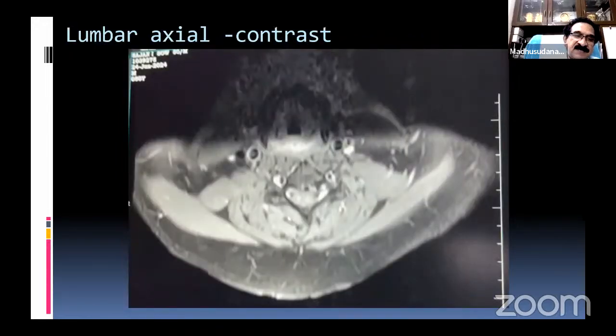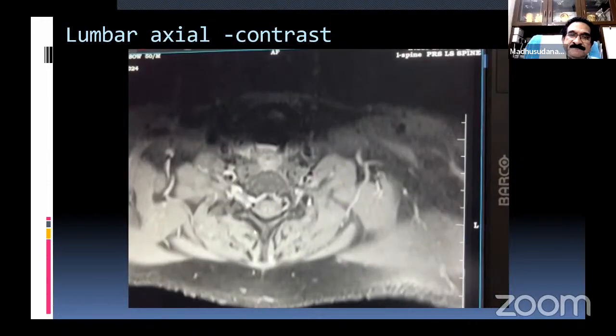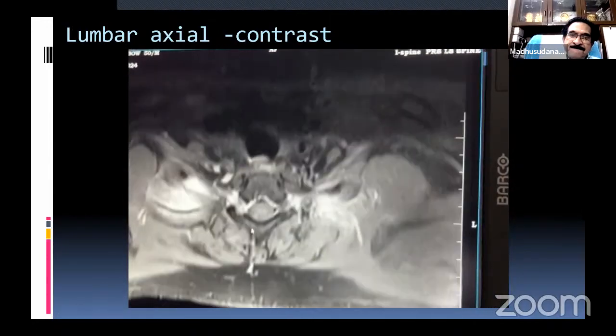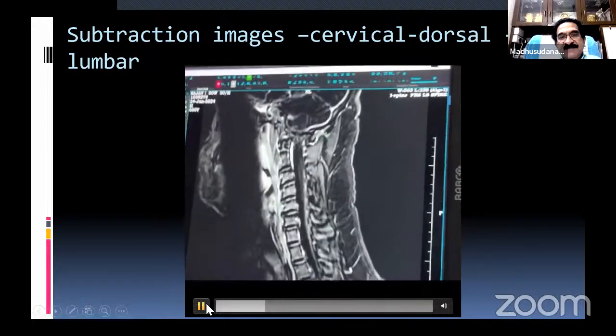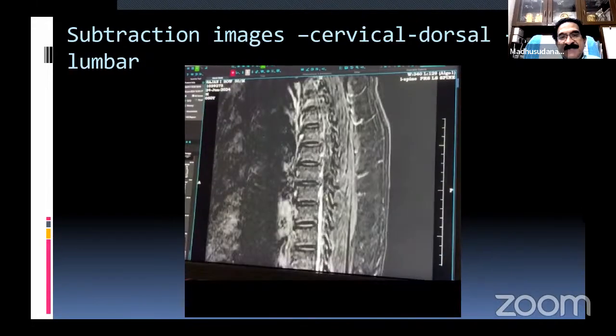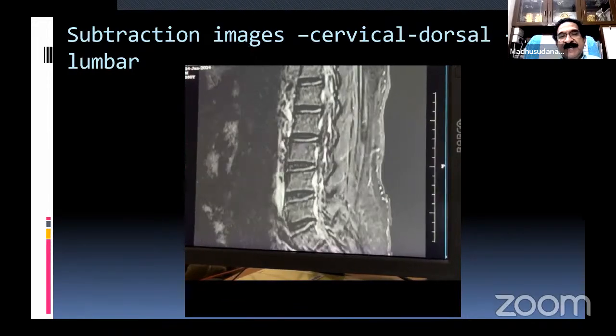This is lumbar axial again, no enhancement of the roots. And you did the subtraction images also with contrast. This is cervical subtraction, no enhancement. Dorsal subtraction, no enhancement. Lumbar subtraction, no enhancement.